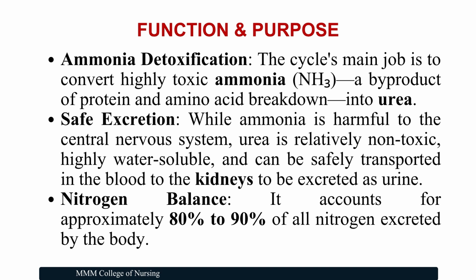And the third function is nitrogen balance. The urea cycle accounts for approximately 80 to 90 percent of all nitrogen excreted by the body. It is the dominant route of nitrogen removal. Without a properly functioning urea cycle, the body cannot maintain nitrogen balance. So these are the three very important purposes of the urea cycle: first, ammonia detoxification, second, safe excretion, and third, nitrogen balance.